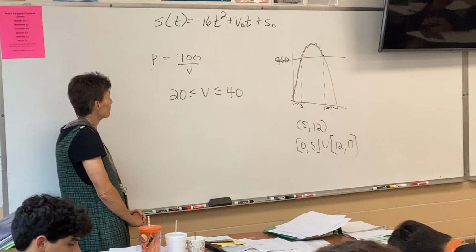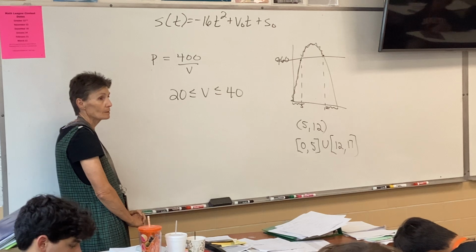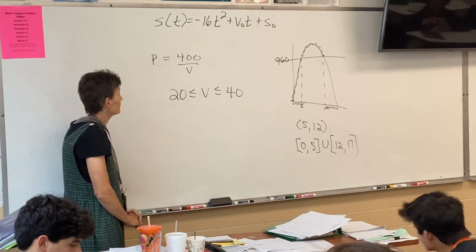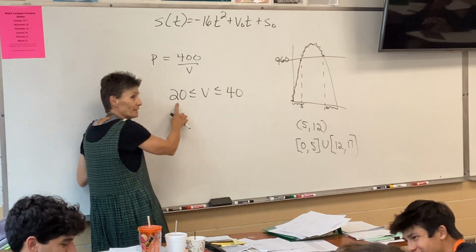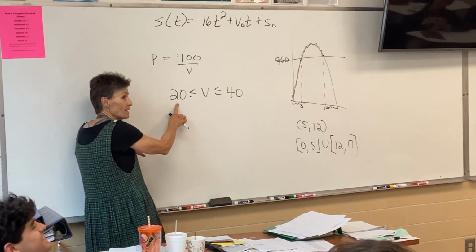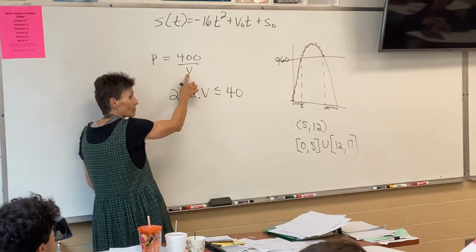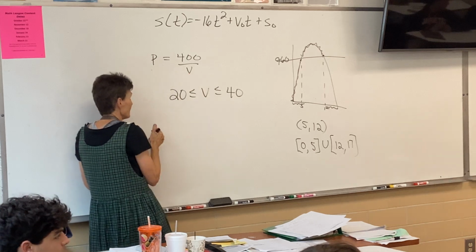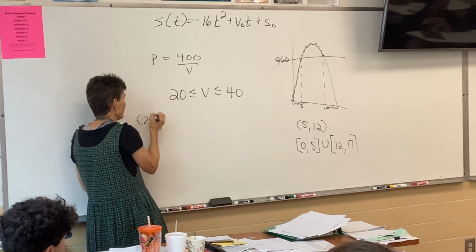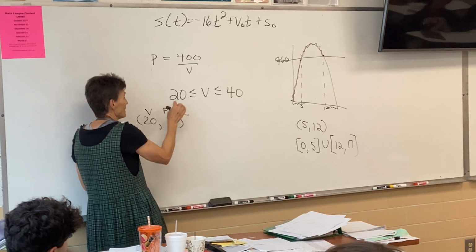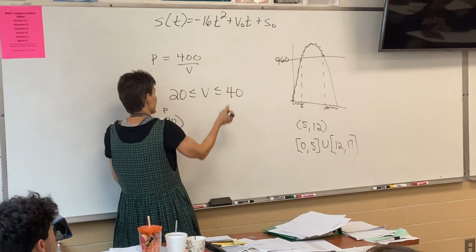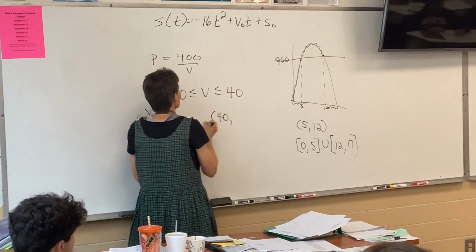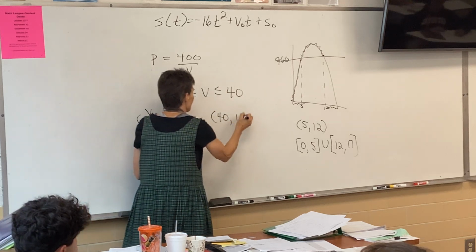Times by the 400. Well, this is my littlest V, right? My littlest V. So let's put it in. If I put in 20 for V, what do I get for my P? 20. Okay. Now let's do my biggest V. If I put 40 in, I get 10.